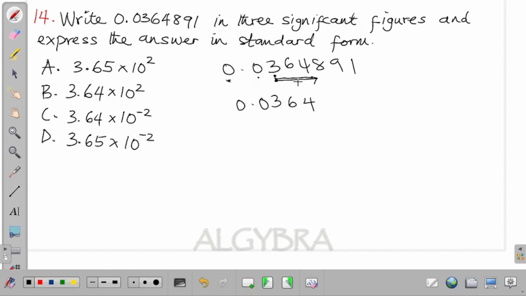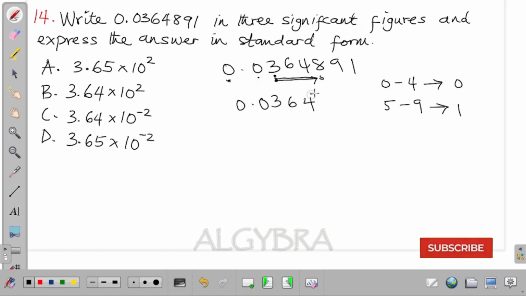So you're going to have it as 0.0364. Now, the next thing you look out for is the number after this 4. If the number is between 0 to 4, you round down, meaning that number is seen as 0. If the number is between 5 to 9, you round up, meaning you add 1 to the previous number. The number to the right of 4 is 8, which is between 5 and 9. I'm going to round up, meaning I'm going to add 1 to this number.